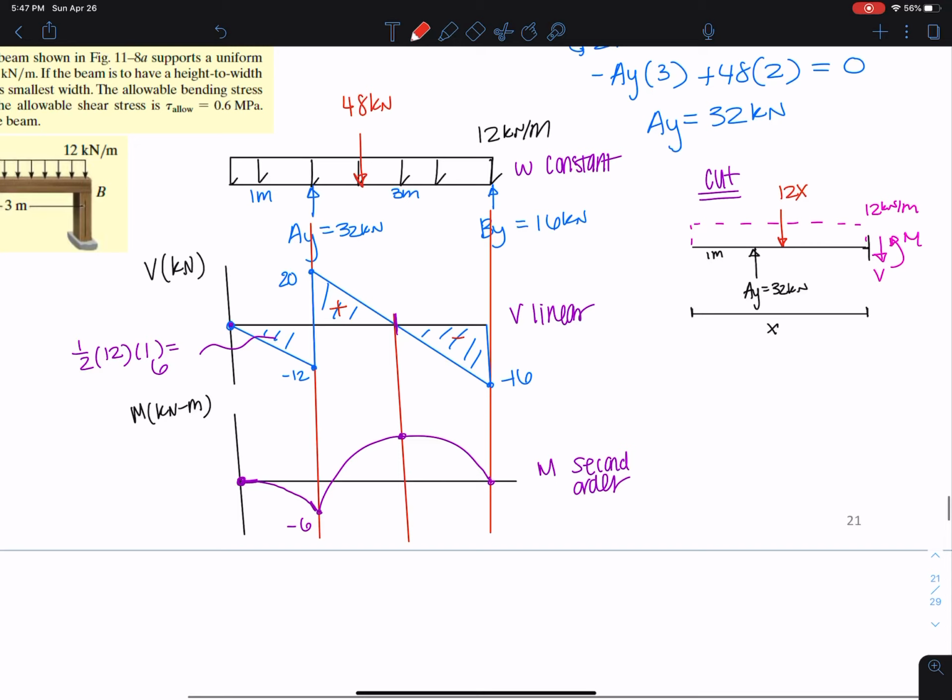Alrighty, so now let's sum forces in the y direction. I get negative V plus 32 minus 12x equals 0, and I get V is equal to 32 minus 12x. If I want to figure out where it hits the x-axis, set it equal to 0, and I get 32 equals 12x, and I get x equals 2.667. Okay, so that's where this is, or I can actually say that this, if I want to subtract the 1, is 1.667 meters.